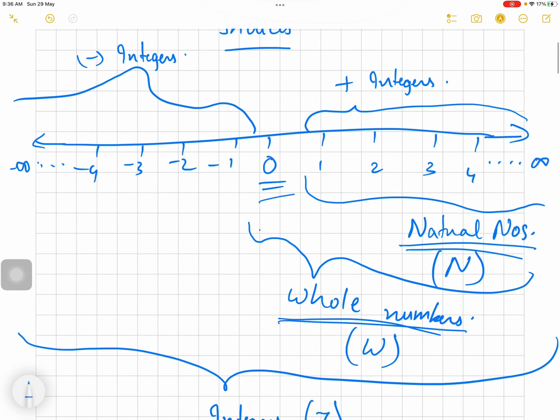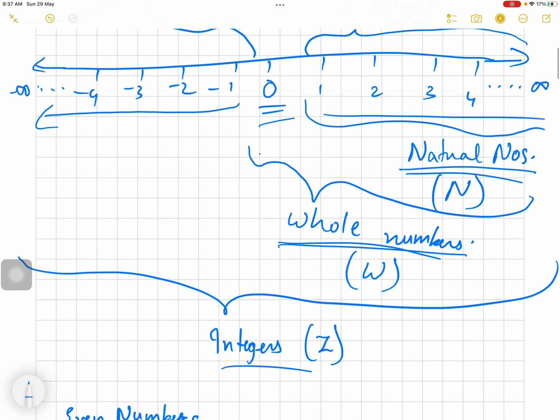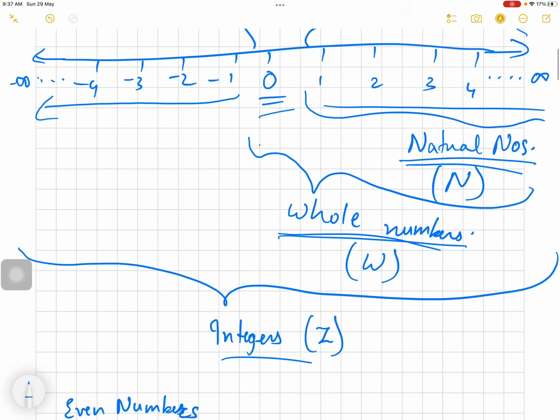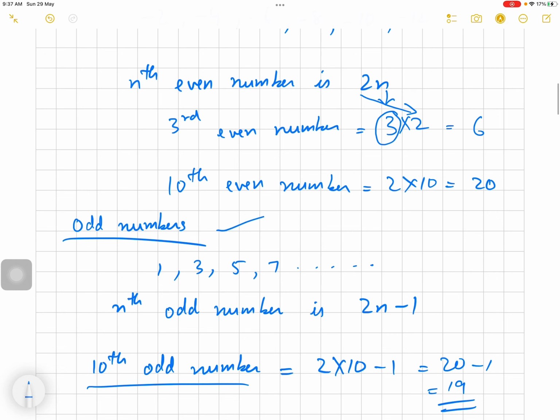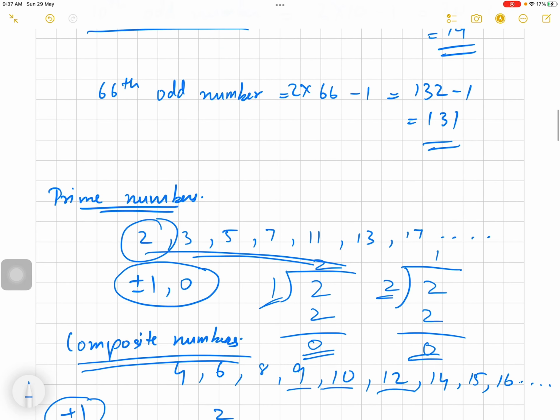So 0, 1, 2, 3, 4, 5, 6, 7 till infinity and -1, -2, -3, -4 till minus infinity are called integers. 1, 2, 3, 4, 5, 6 and so on till infinity are called positive integers. -1, -2, -3, -4 till minus infinity are called negative integers. Positive integers, negative integers and 0 together are called integers. Even numbers are those numbers which are divisible by 2. Odd numbers are those numbers which are not divisible by 2.